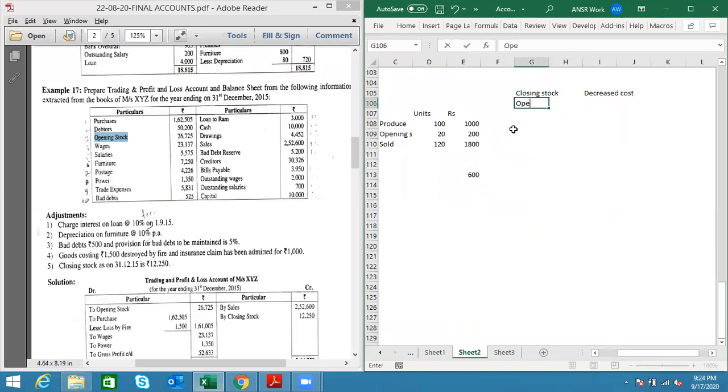Here, do you see opening stock is increasing the cost or decreasing the cost? It's increasing the cost, right? Yes, because we already have it. Absolutely correct. So this is the concept.